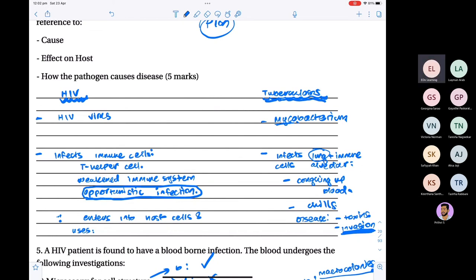Yes, to do what? Good. Transcription or translation? Translation, right? To translate to the proteins, because it's already RNA. It doesn't need transcription. That's why it's RNA. What else does it need?